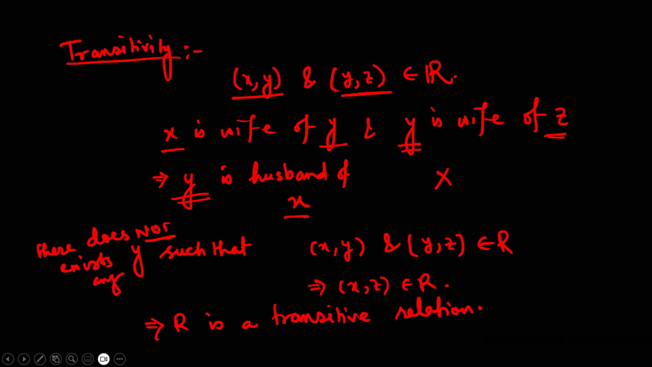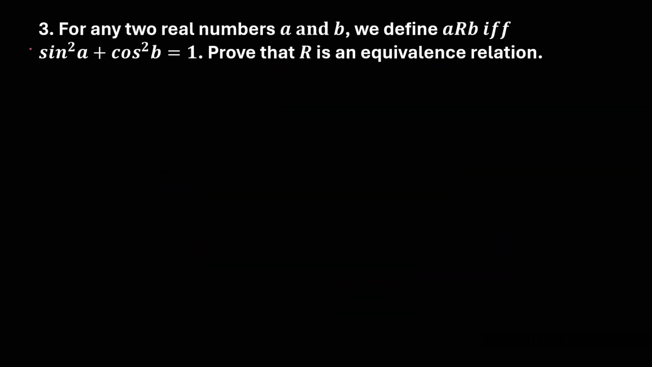Please go through this reasoning once again. You will find something interesting in this problem and why this relation is transitive but not symmetric. So next, problem number 3. For any two real numbers a and b, we define a R b if and only if sin square a plus cos square b equal to 1. Prove that R is an equivalence relation.